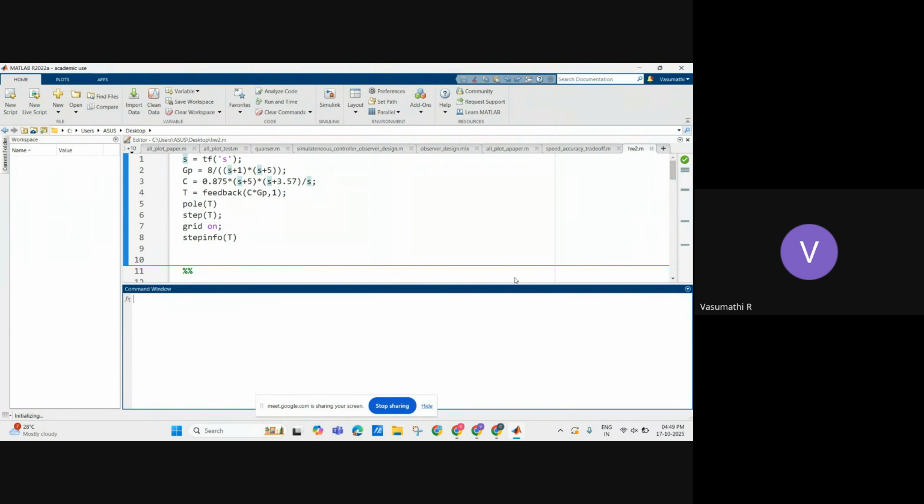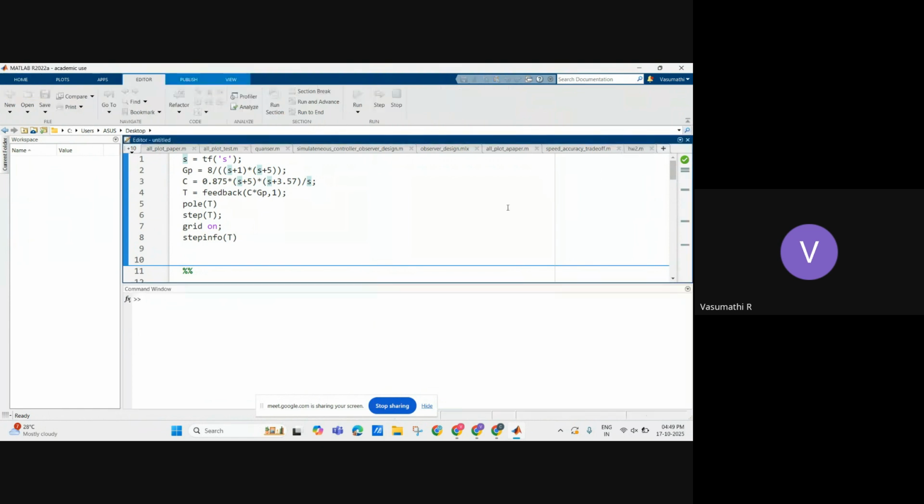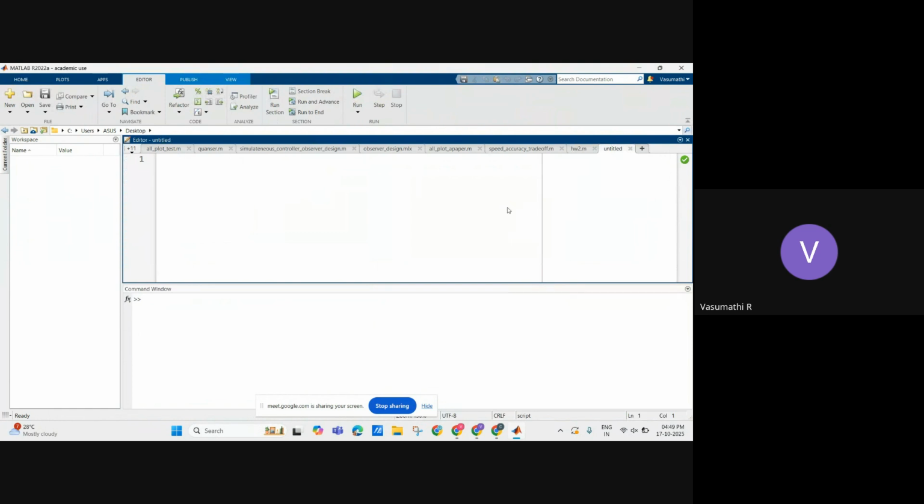Now, how can you write a transfer function in MATLAB? There are many ways to write a transfer function. So I'll just save it first.